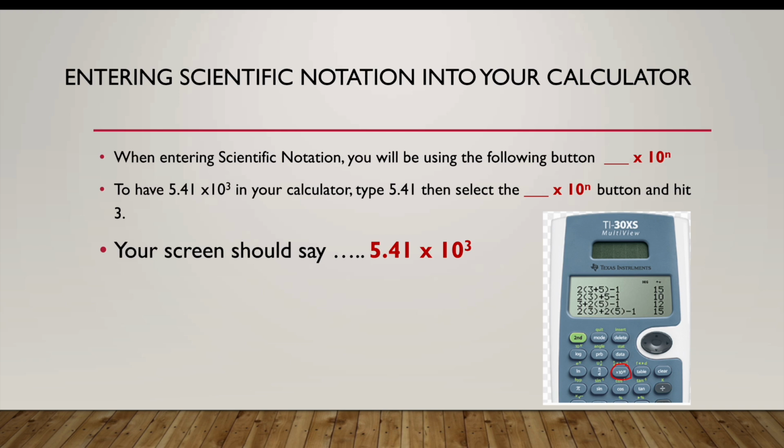When entering scientific notation, you will be using this button, x times 10 to the n. For example, if you wanted to put 5.41 times 10 to the third in your calculator, you would type 5.41 and then select the x times 10 to the n button and hit 3 to enter the exponent of 3. Your screen would end up saying 5.41 times 10 to the third power.